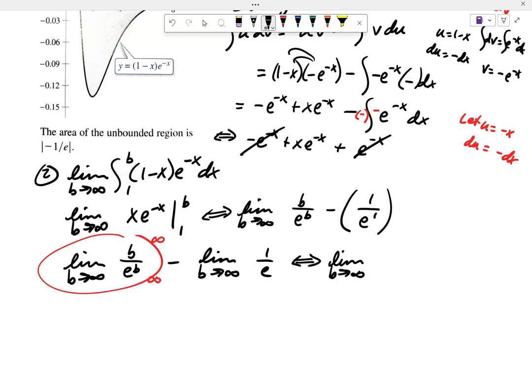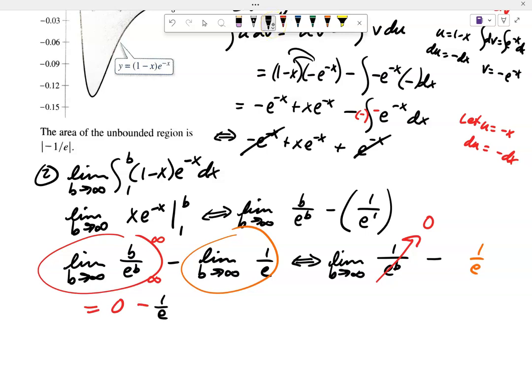So the derivative of b is a 1. Derivative of e to the b is ln of e times e to the b. And then minus, and then we know this all just gives us the 1 over e, right? And notice here, now as we run this to infinity, this will go to 0. So we got 0 minus 1 over e, so we just got negative 1 over e.